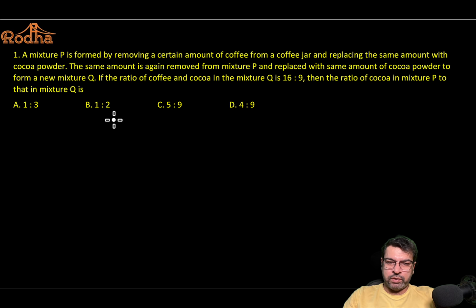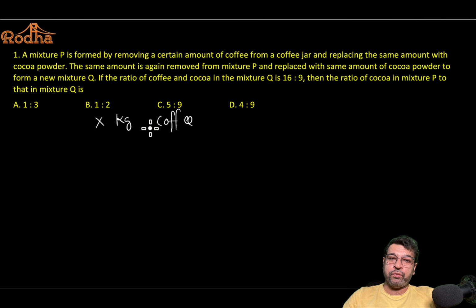Initially, we have pure coffee, right? Let's say the quantity of coffee is x kg, okay? I have x kg coffee. Actually, there is no need to write, but to make you understand better, I will write a little. Otherwise, this can be done easily mentally. And you're replacing it with cocoa powder. So in a way, when you compare, this is my milk and that's my water, the cocoa powder. You have done the operation 2 times, and the ratio of coffee and cocoa is 16:9.